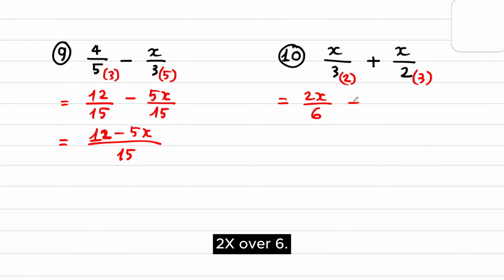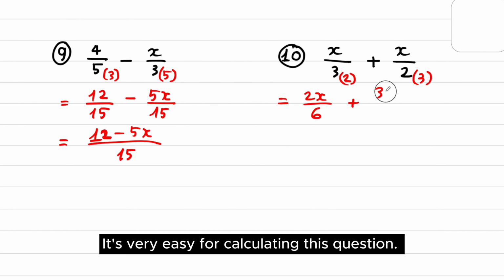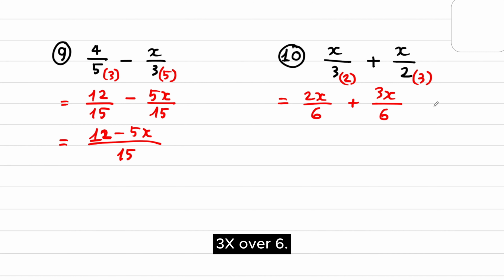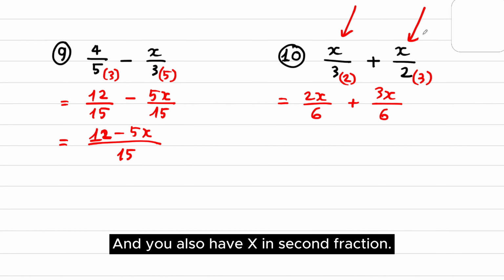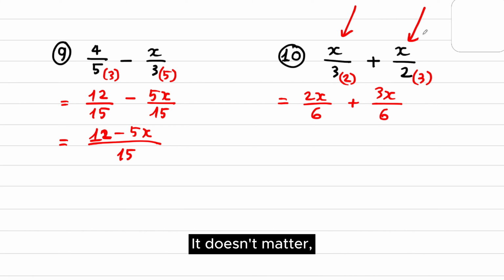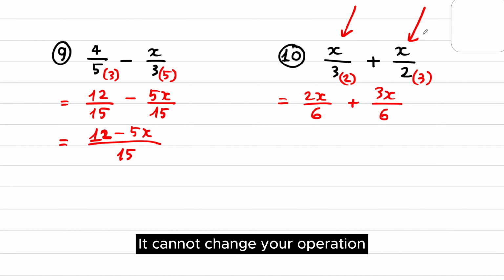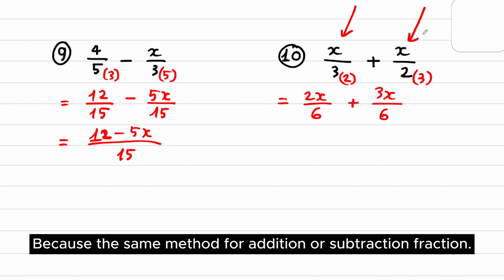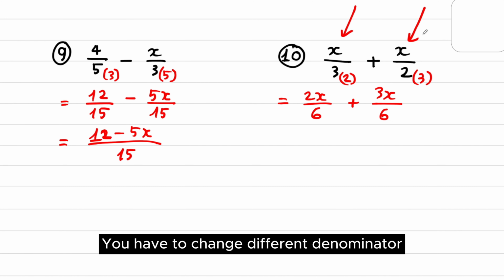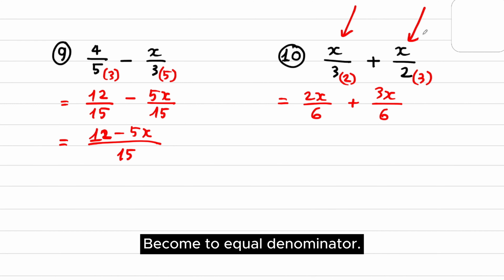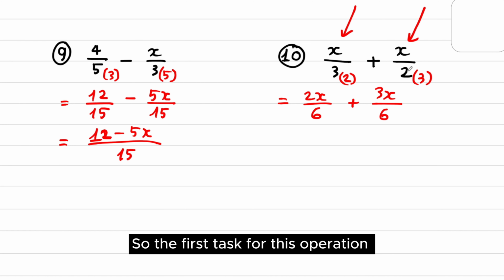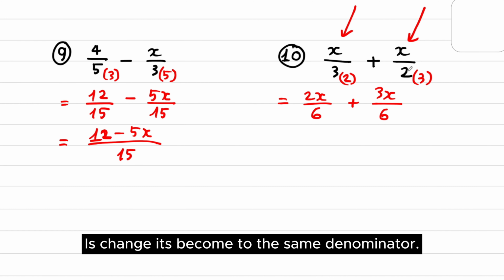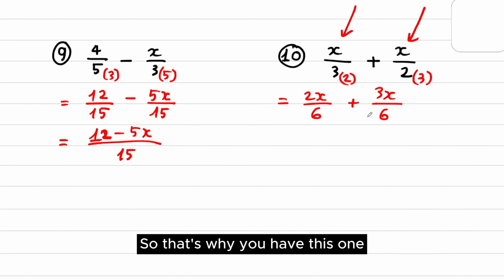Question 10. 2x over 6, it is very easy to calculate this question, right? 3x over 6. For question 10, you can note here, you have x in the first fraction and you also have x in the second fraction. It doesn't matter. It cannot change your operation because it is the same method for addition or subtraction of fractions. You have to change different denominators to equal denominators. So the first fraction has 3 in the denominator, the second one has 2 in the denominator. So the first task for this operation is to change to the same denominator. That's all.